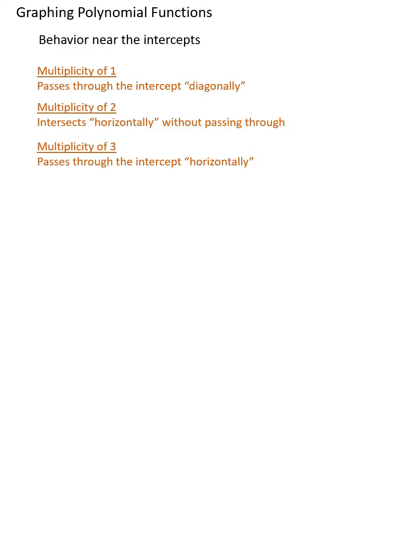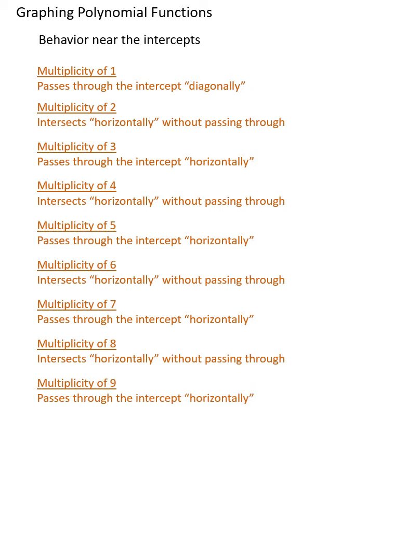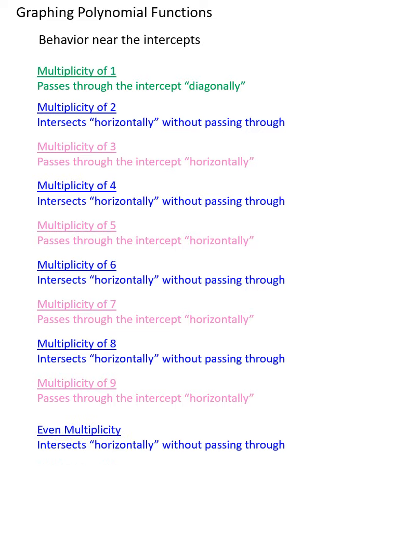Now, it's unlikely that you'll ever see a multiplicity above 3, although it depends on your problems and your professor. But I'd like to share a few additional results with you, and before you try to read them all, don't worry, there's a pattern. First let's focus on the blue or even multiplicities. Those are all the same. In fact, it turns out to be a general fact, not just 2, 4, 6, and 8, but any even multiplicity won't cross the x-axis, but rather intersect horizontally without crossing.